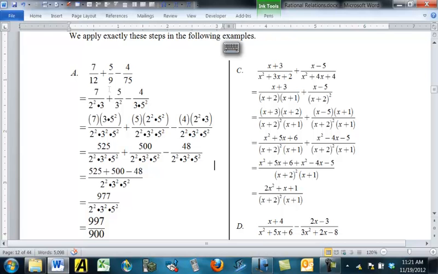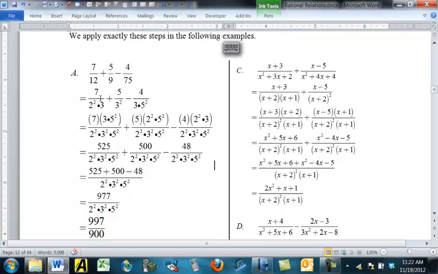12 is 2 squared times 3, 9 is 3 squared, 75 is 3 times 5 squared. Get a common denominator. The biggest power we see on 2 is 2, the biggest power on 3 is 2, and the biggest power on 5 is squared. So it's the same denominator all the way across. What's in the denominator here that's not here? The other 3 and both the 5's.